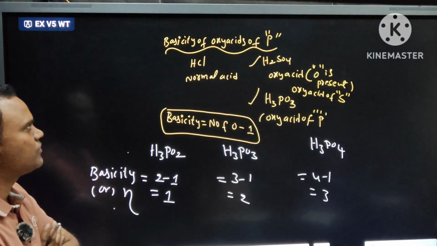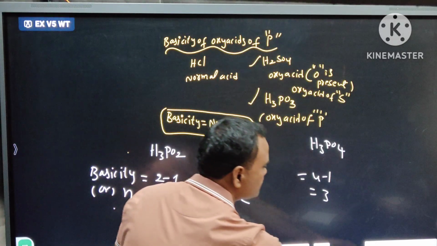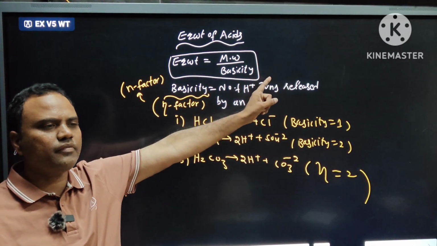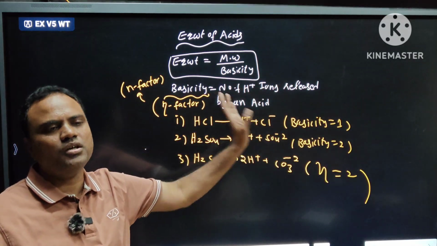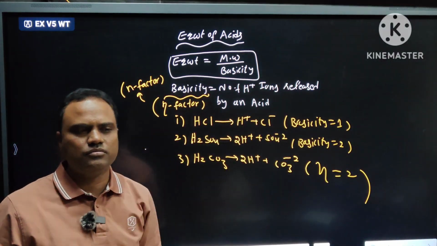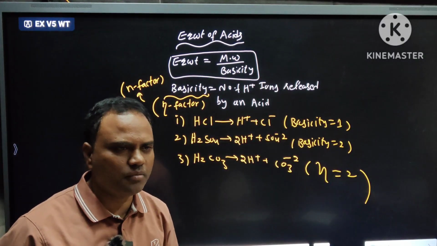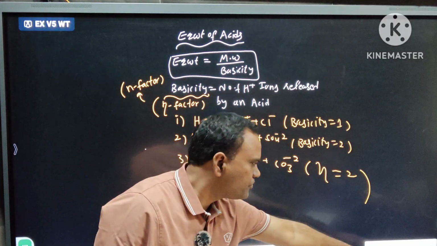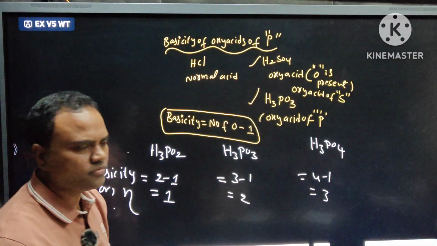Right. Okay, what is the basic formula of equivalent weight of acids? Fundamental formula. Equivalent weight is equal to molecular weight of the acid by basicity. What is basicity? In general, the number of H plus ions released. But for oxyacids of phosphorus, basicity is equal to the number of oxygen atoms minus 1. Number of oxygens minus 1.